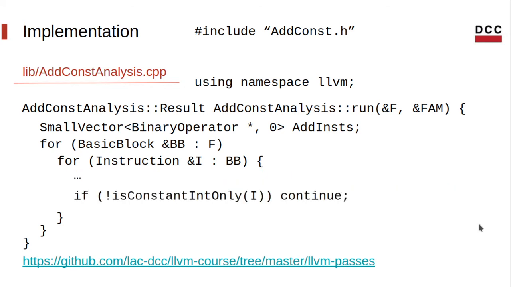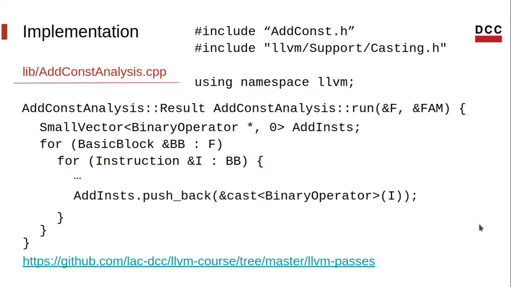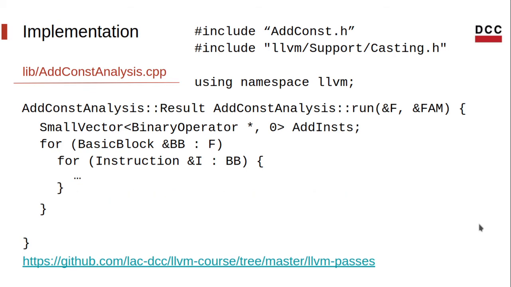Third, we need to check if the operands of I are all constant integers. For that, we'll use a function called isConstantIntOnly that we shall define in a minute. Finally, now we know that I is an addition with constant operands, so just add it to the list of collected instructions, casting it to a binary operator. And that's it. Now we just return the collected instructions and we are done.